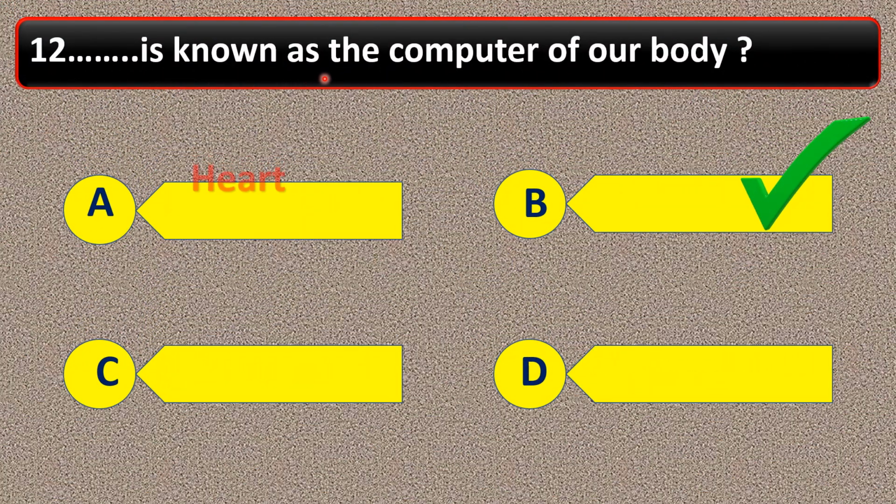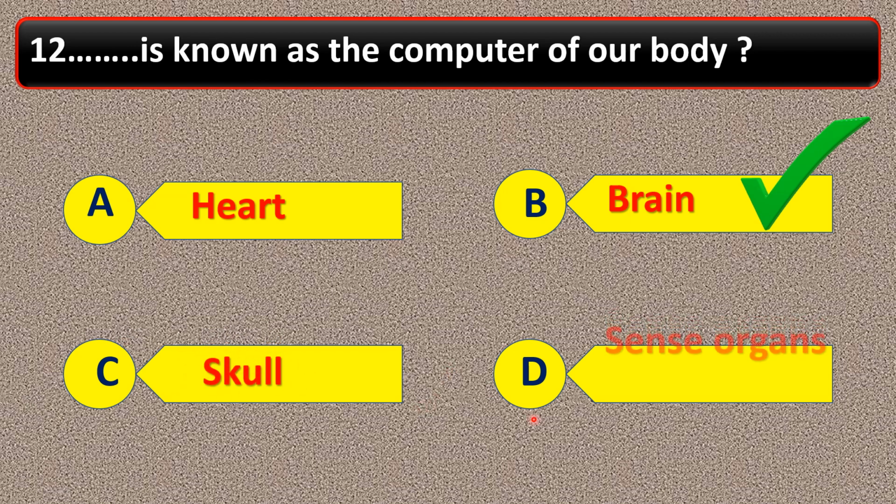Dash is known as the computer of our body. Option A, heart. Option B, brain. And option C, skull. And option D, sense organs. The correct answer, option B, brain.